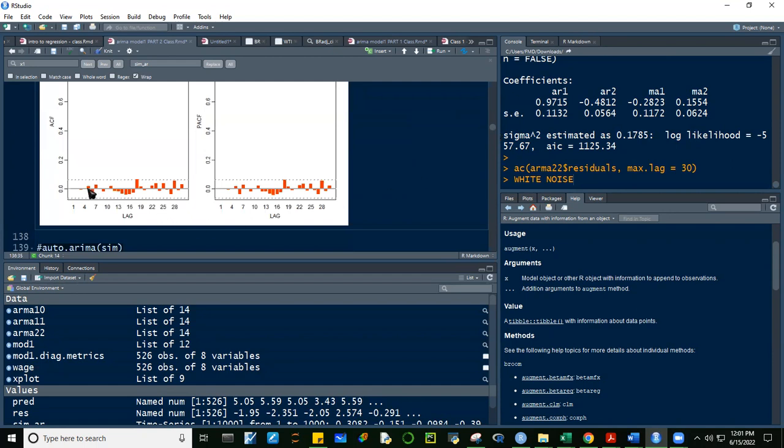There, guys, tingnan nyo. Diba? White noise na siya. White noise na siya. Ibig sabihin, okay yung model natin. Yung ARIMA 2, 2.